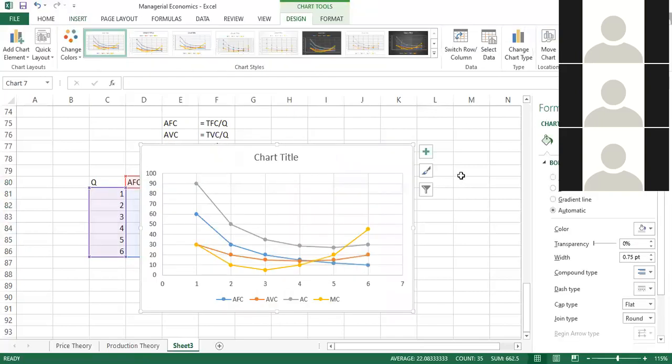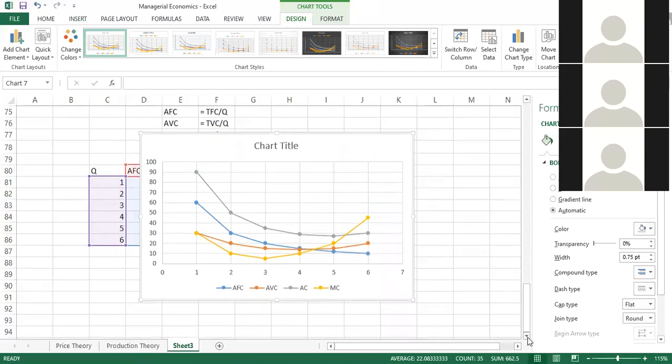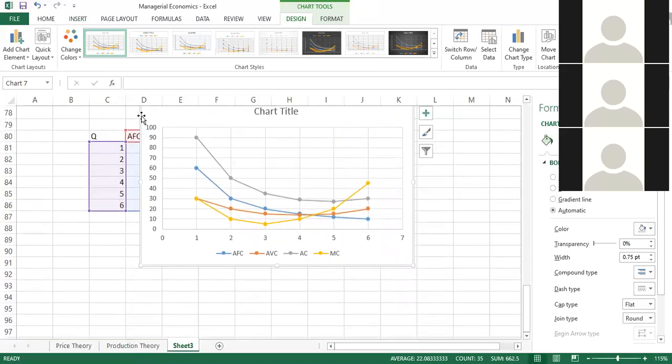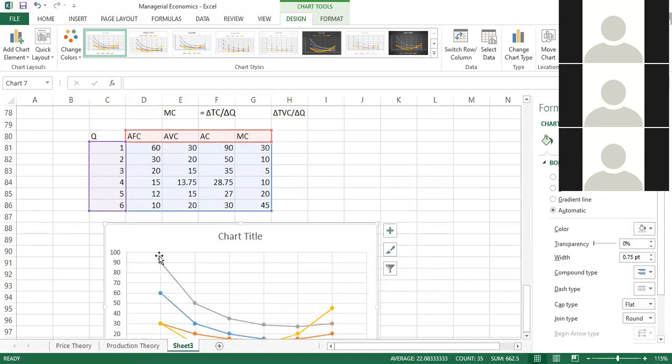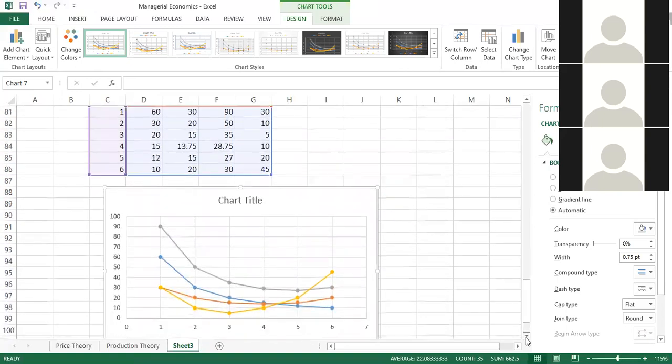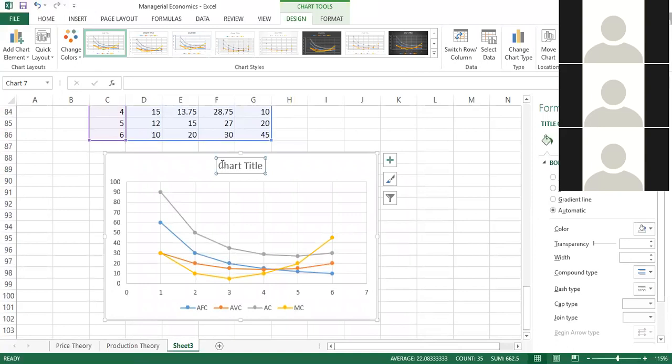Yeah, so we will get a set of curves like this. These are the short run per unit cost curves. We call them per unit cost curves. Why are all these curves per unit cost?